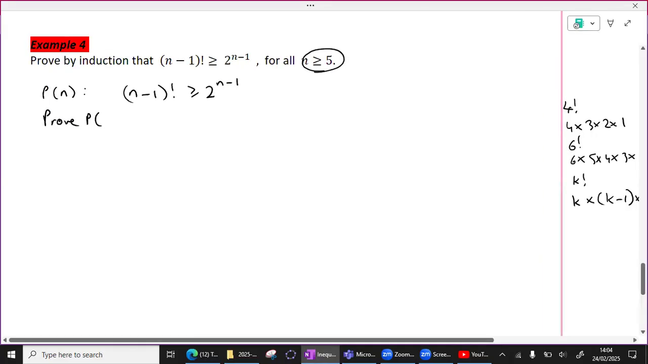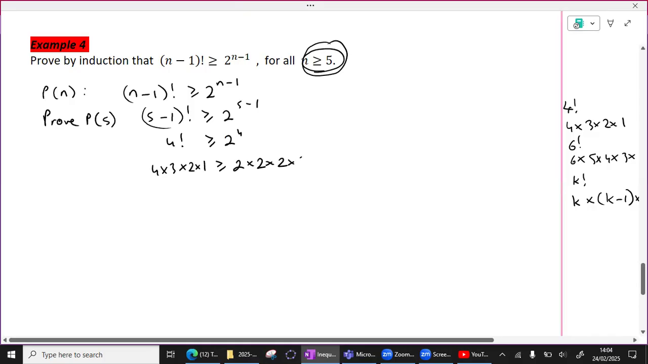Now we can't use 1 because we have this condition here. It's 5 minus 1 factorial, so 5 factorial is bigger than or equal to 2 to the power of 4. Is 5 factorial bigger than 2 times 2 times 2 times 2? So 5 times 4 is 20... 4 by 3 is 12, by 2 is 24, by 1 is 24. 2 by 2 is 4, by 2 is 8, by 2 is 16. So tick, that implies that it is definitely true.